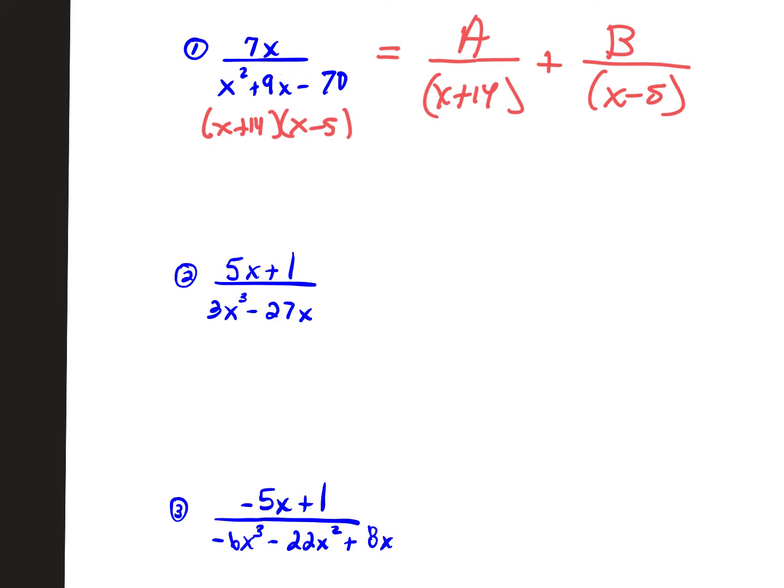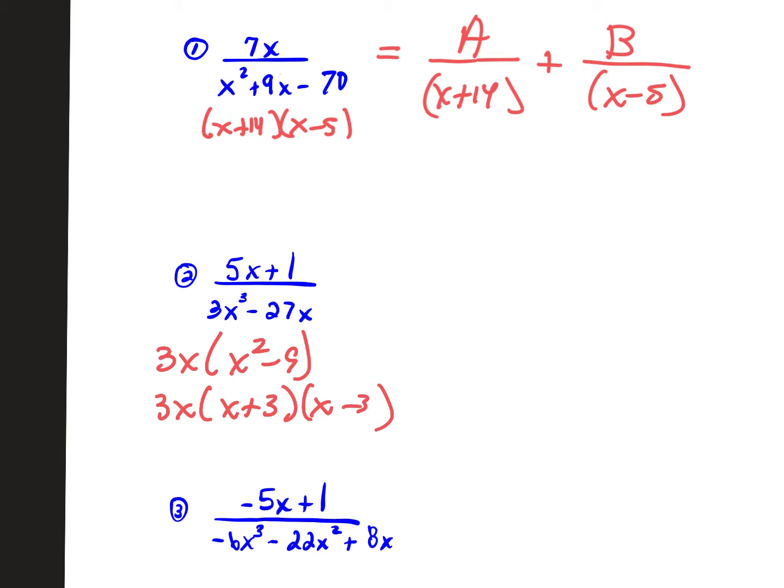All right, so I look at the next one and I say, okay, factor the denominator. What can I take out of 3x cubed minus 27x? 3x. I can take out a 3x. So when I do, that leaves me with x squared minus 9, correct? Is that fully factored? No. So this becomes 3x times what? x plus 3, x minus 3.